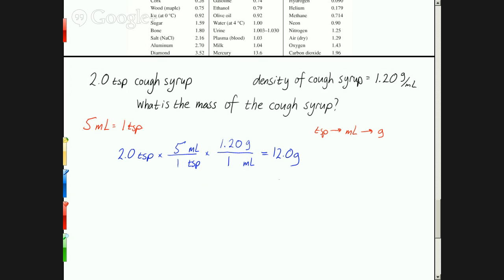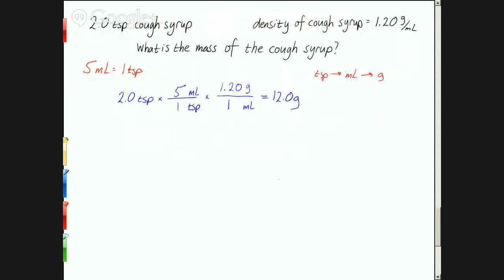Okay, here's one for you to try, a little bit different. Let's say we have a glucose solution. Glucose solution can be given intravenously if someone's low on glucose or can't eat for some reason. And this glucose solution has a density of 1.15 grams per milliliter.